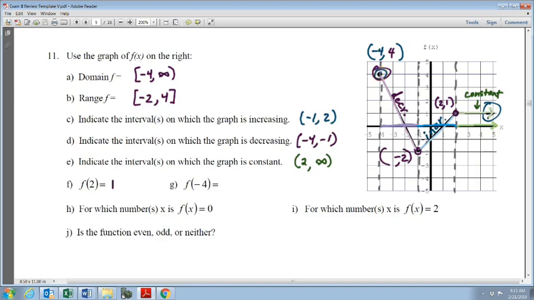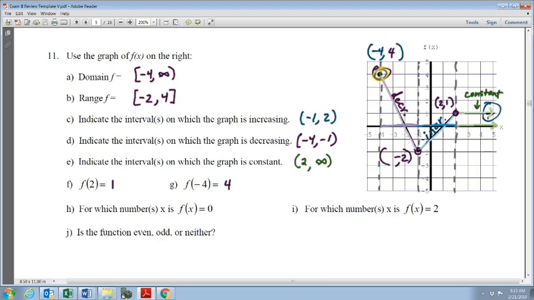Alright, so we've got to find f of -4 next. Well, when x is -4, that's this point right here. The height of the graph is the y value there, 4. So f of -4 is 4.